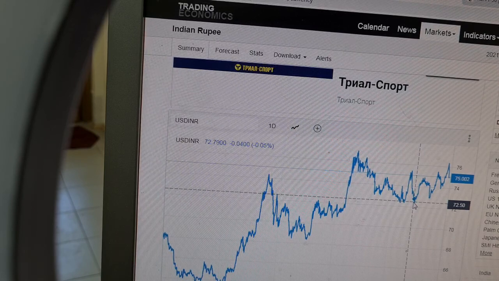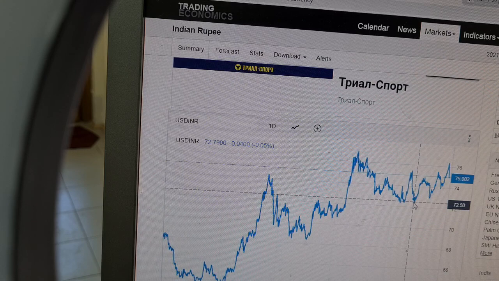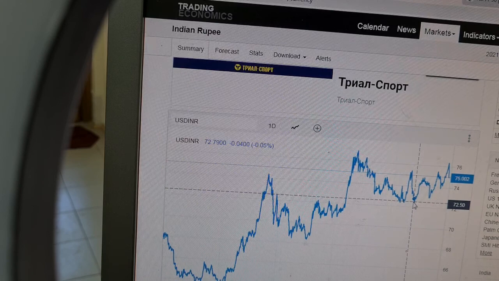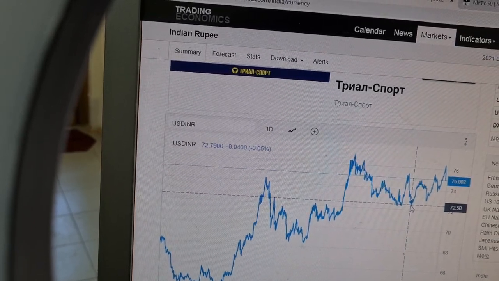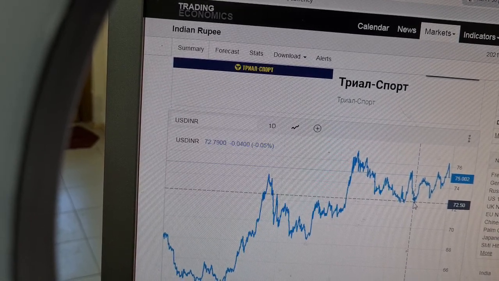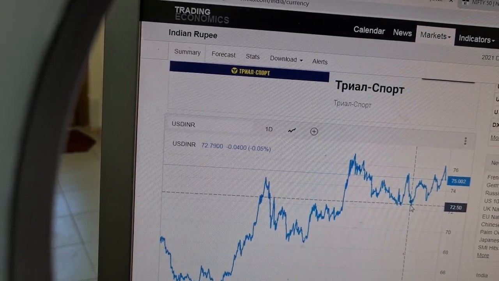So if we take this as the bottom, 72.5, and from here it can depreciate by 12%, Nifty can go down by 30% if we take the same correlation. I'm not saying that this is a very right approach or a perfect statistical one, but I'm just trying to show, based on my experience, that at least there is some fundamental statistical basis for the rupee to depreciate.